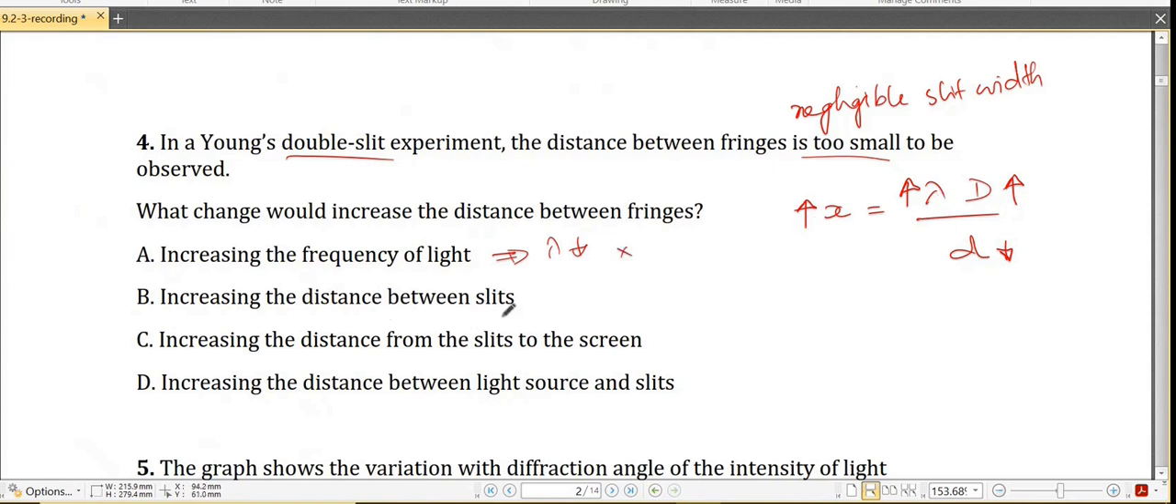Increasing the distance between the slits, which is small d, right? Small d has to decrease. But here it says increasing, therefore no. Increasing the distance from slits to screen, capital D, yes. So C is the answer. This is irrelevant.